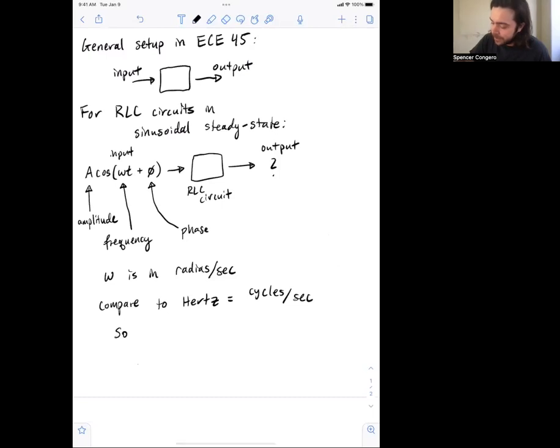And so we can see that radians per second, the unit of omega, which we're going to mostly be dealing with in this class, is just 2 pi times the hertz, cycles per second. There are some points where we might want to convert between them for different applications, so it's always good to know what we're talking about. Okay, so that's the general setup.